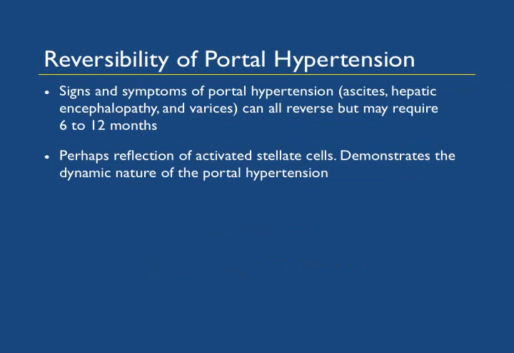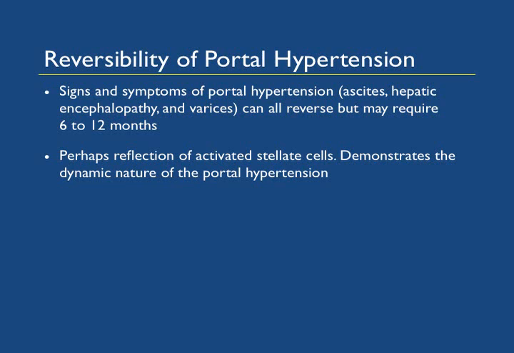Although the prognosis can be very bad for alcoholic hepatitis, the best part about this disease is that there is a certain component of reversibility. In fact, reversibility of portal hypertension can occur. All the signs and symptoms of portal hypertension, ascites, hepatic encephalopathy, and varices can all reverse, but it may require 6 to 12 months to do so.